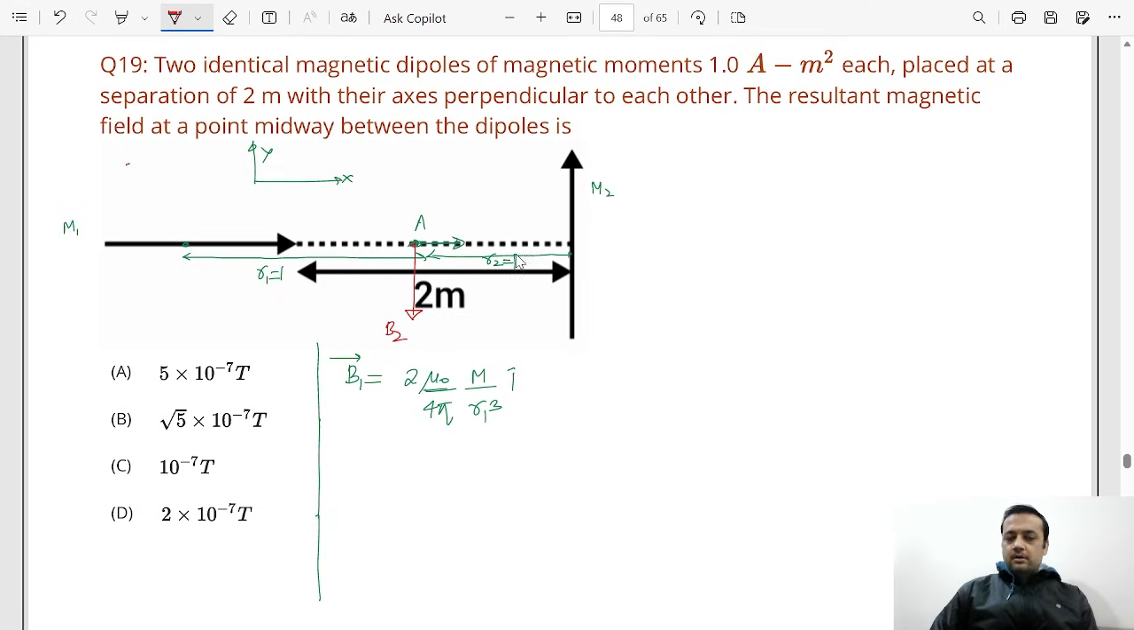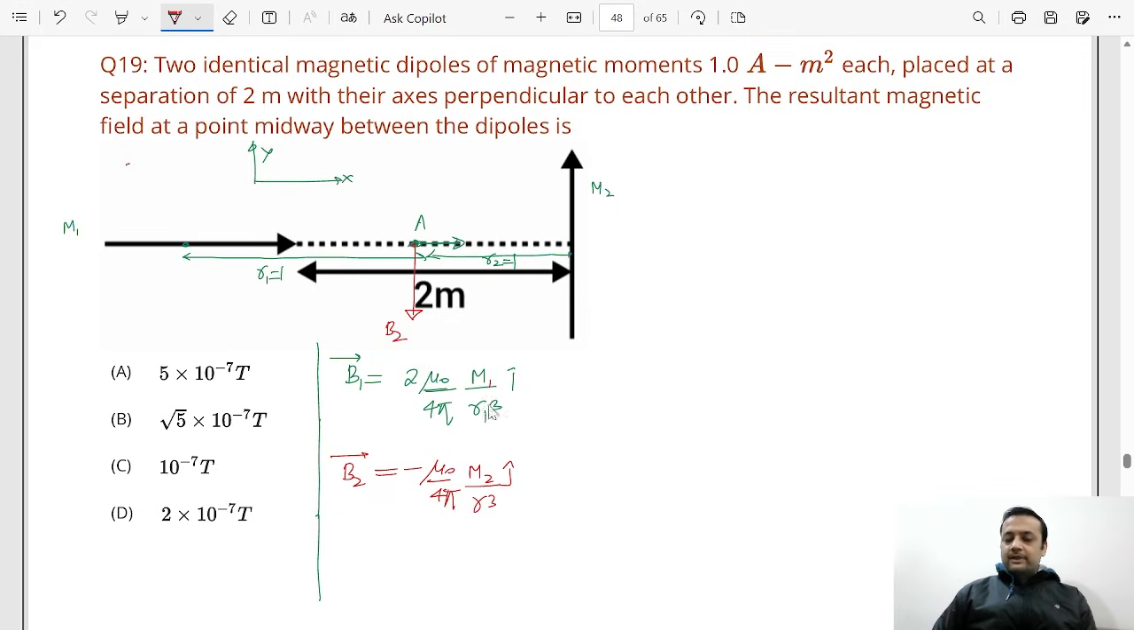For the dipole, just like electric dipole, if you know, the same thing happens here. So B2 can be written as K, which is mu naught by 4 pi, into magnetic moment M2 by R cube. So this is the formula of magnetic field due to a magnetic dipole at its equatorial point, and the direction is negative j cap. So here you can put minus j cap.